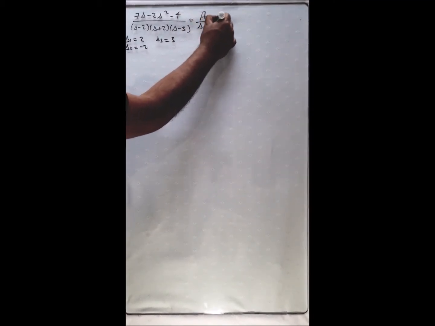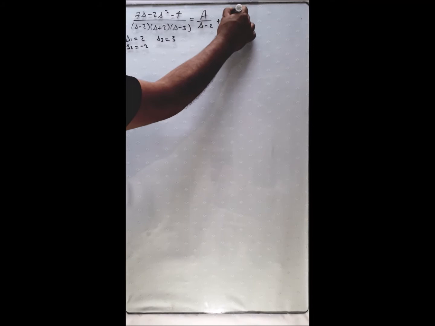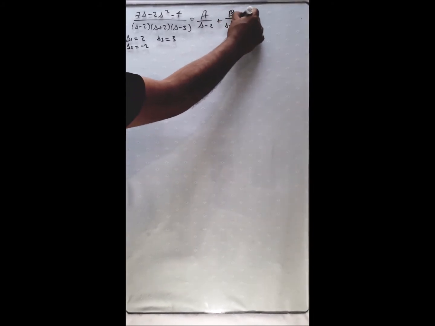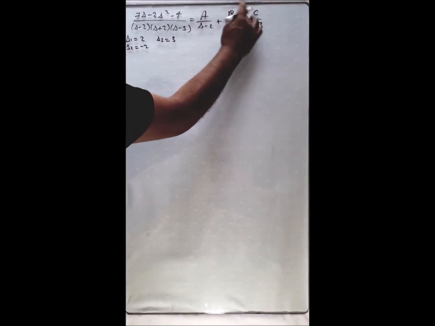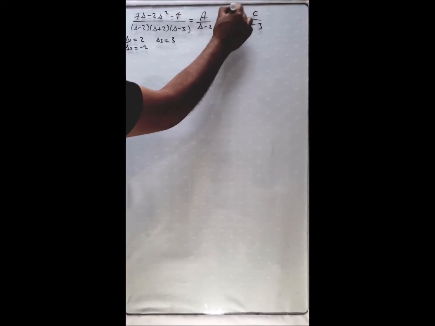A over s minus 2, plus B over s plus 2, and plus C over s minus 3. Alright? So now what we are going to do is find the values of A, B, and C. Okay, now this is the procedure. I'm going to do a classical procedure, and then I'm going to give you an easier method to find the values of A, B, and C. But let's do the common approach.